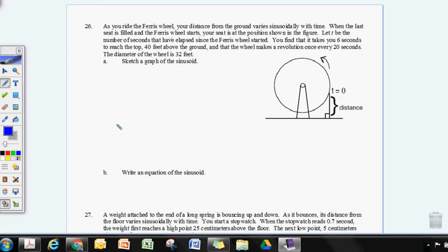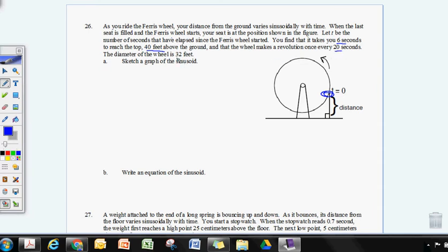You need to be able to read these and figure them out and do some kind of a sketch. So I'm assuming that you've read this and you know that you're on the Ferris wheel. Here is your starting point on the Ferris wheel. You don't know where you're at, but after 6 seconds, you're going to reach the top that's 40 feet above the ground. And the wheel makes a revolution every 20 seconds.